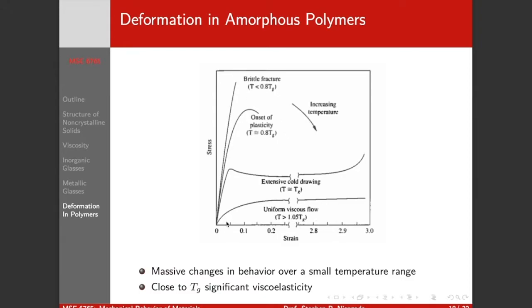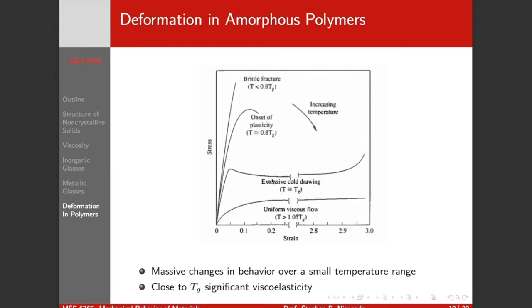So if the temperature is low, significantly below the glass transition temperature, it acts as a brittle solid. We get a linear or nonlinear elastic region and fracture. If we're near the glass transition temperature, we get a viscous plastic flow and a more ductile, a little bit of ductile flow before we get fracture.